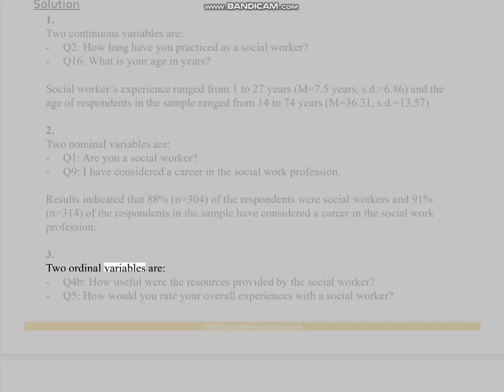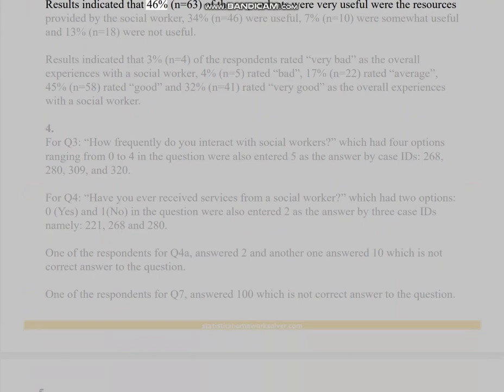3. Two ordinal variables are Q4b, how useful were the resources provided by the social worker, and Q5, how would you rate your overall experiences with a social worker. Results indicated that 46%, N equals 63, of the respondents said the resources provided by the social worker were very useful, 34%, N equals 46, useful, 7%, N equals 10, somewhat useful and 13%, N equals 18, not useful.